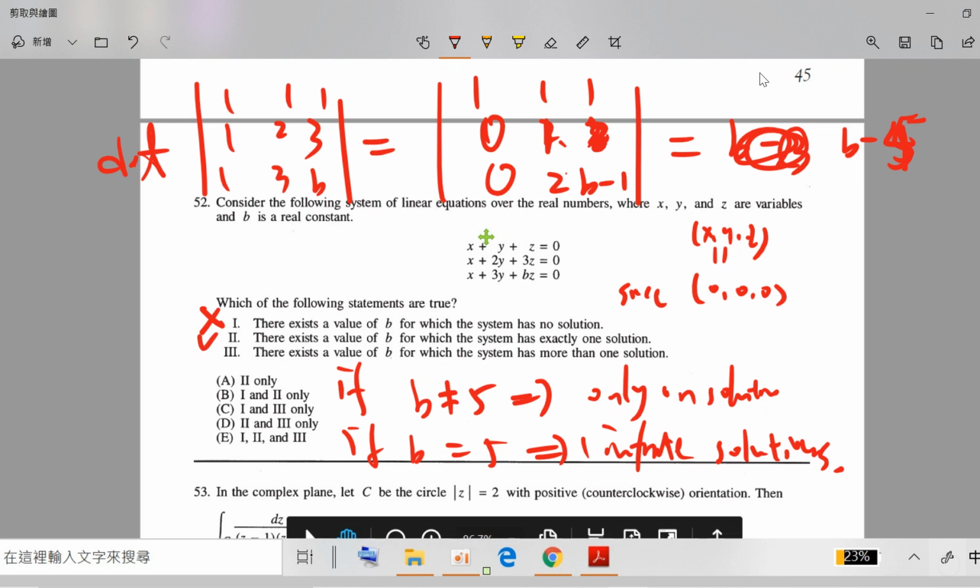So the second statement, a value b for which there is exactly one solution, is correct. And the third, a value b for which the system has more than one solution, is correct. So the answer is the second and the third. The answer is D. Okay, that's it. Simple.